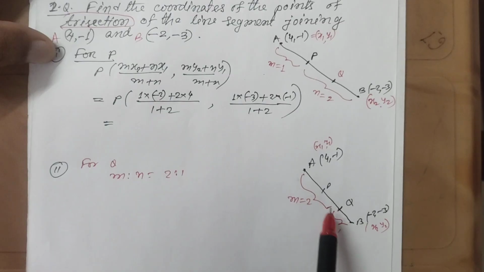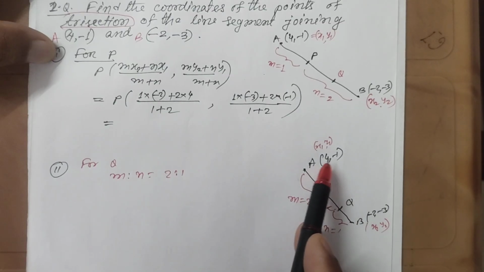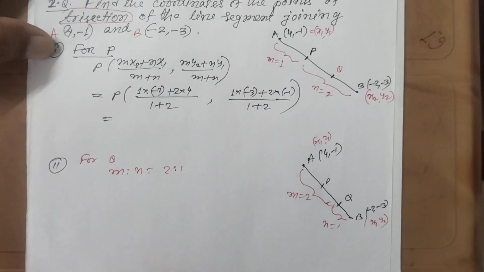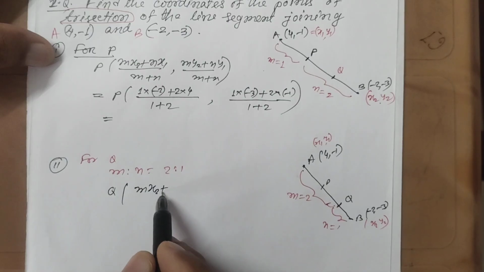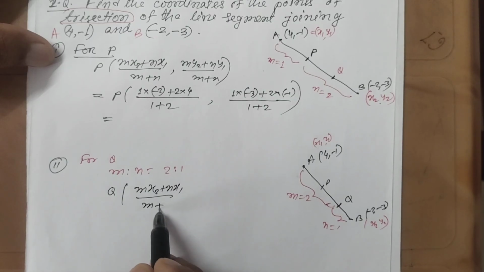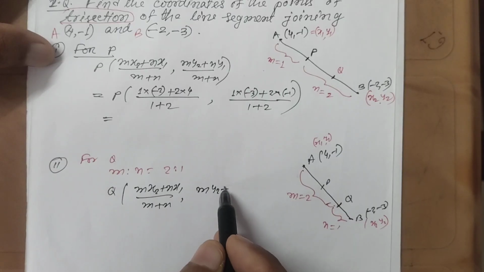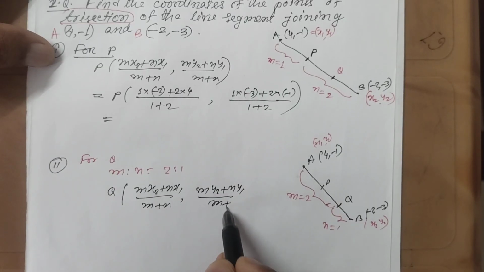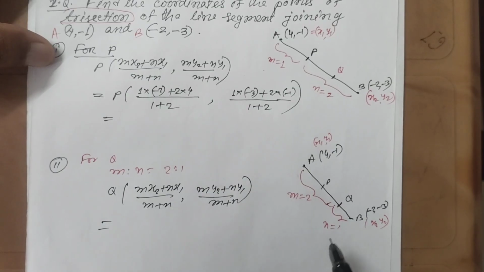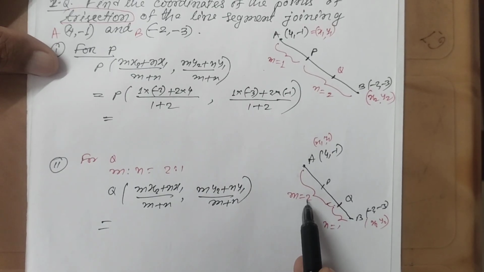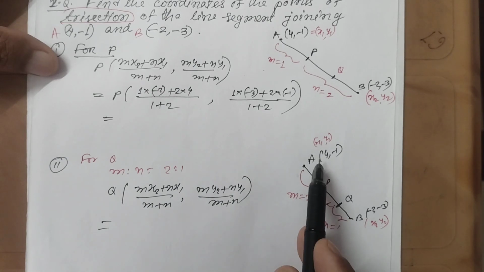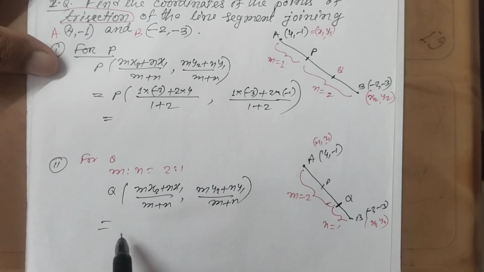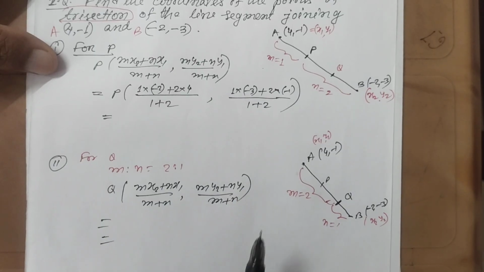So for Q, the ratio m:n is 2:1. This side is 2 parts, this side is 1 part, and x1 y1, x2 y2 are exactly the same. You will again use the same formula, (m x2 plus n x1) by (m plus n), (m y2 plus n y1) by (m plus n). Put in the values; m is 2, n is 1 now. With x1 y1 and x2 y2 all given, you can calculate and get the answer.